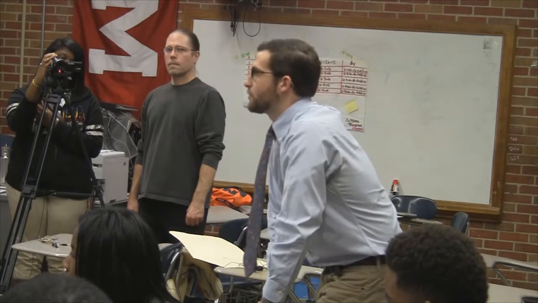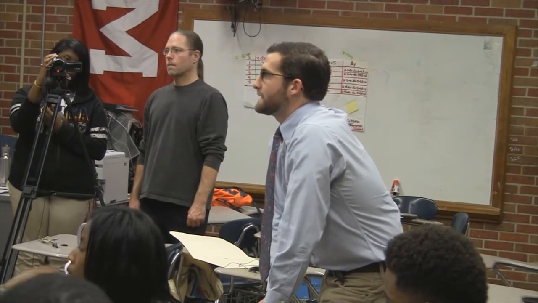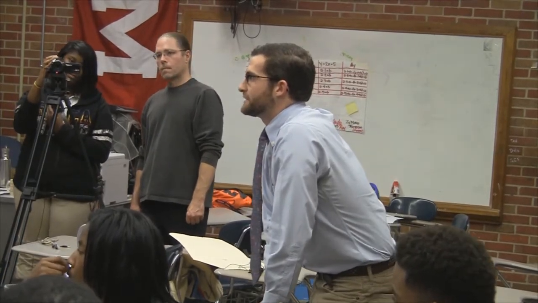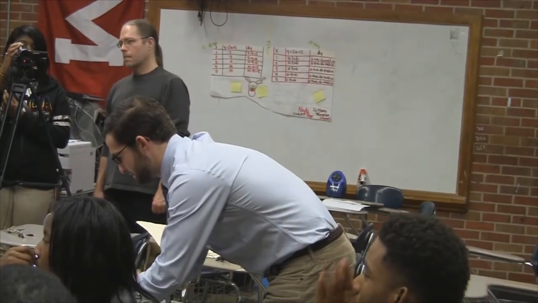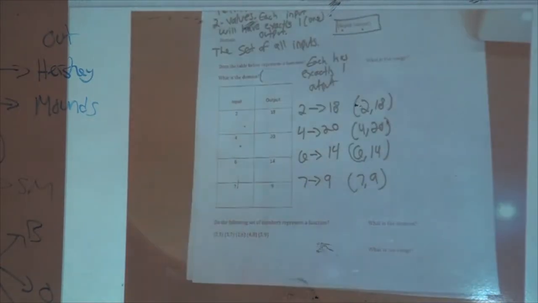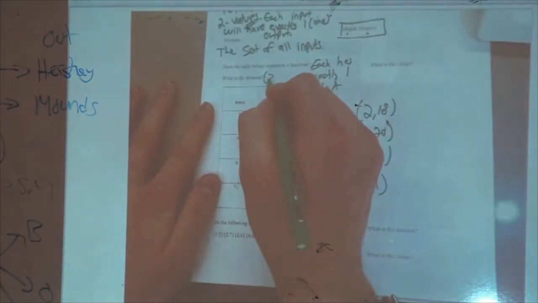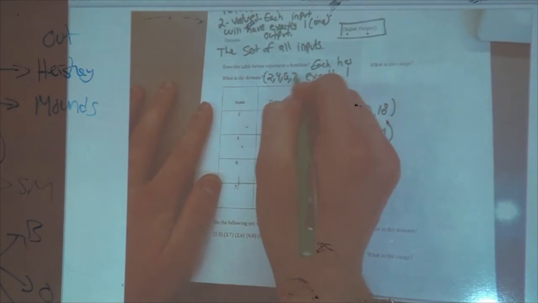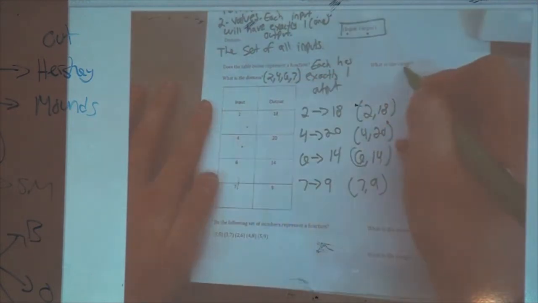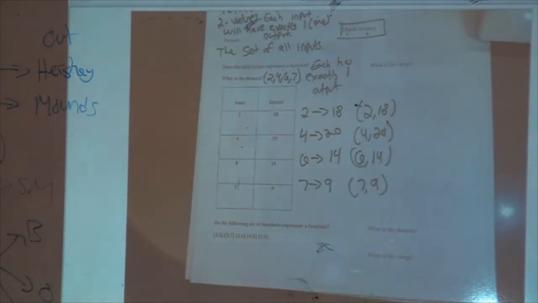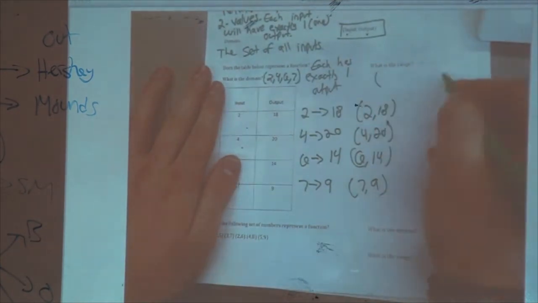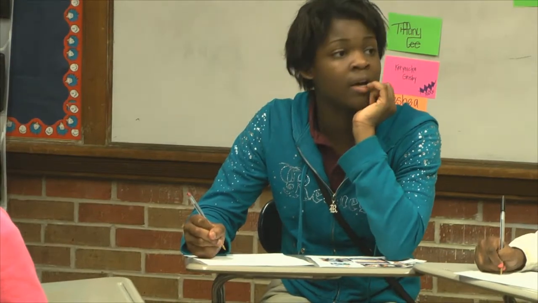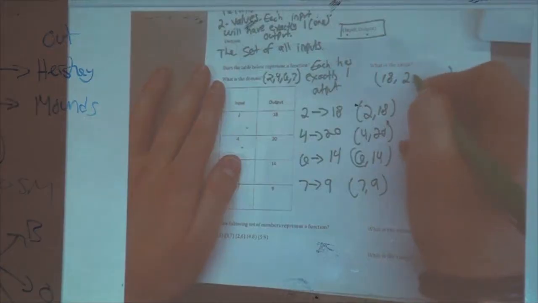Now we're asked, what is the domain? Well, is the domain input or output, Amelia? Input. Okay. So let's list all of our inputs right here. What were our inputs, Reggie? 2, 4, 6, 7. And then our range, we know, is the set of outputs. What are all the outputs we have, Krista? 18, 20, 14, and 9. Yeah, 18, 20, 14, and 9. Okay.